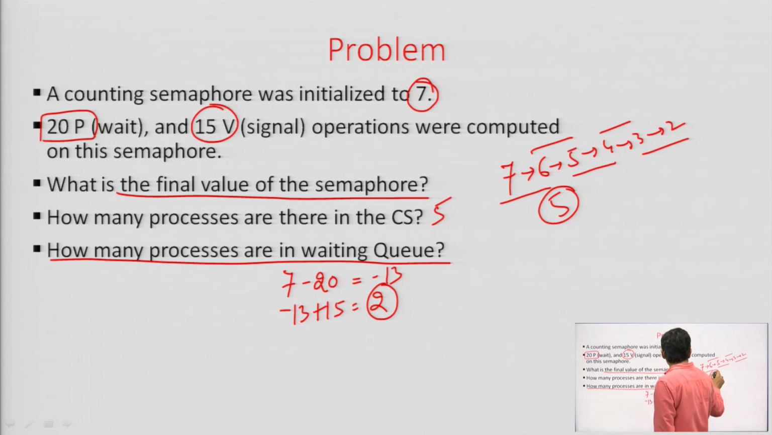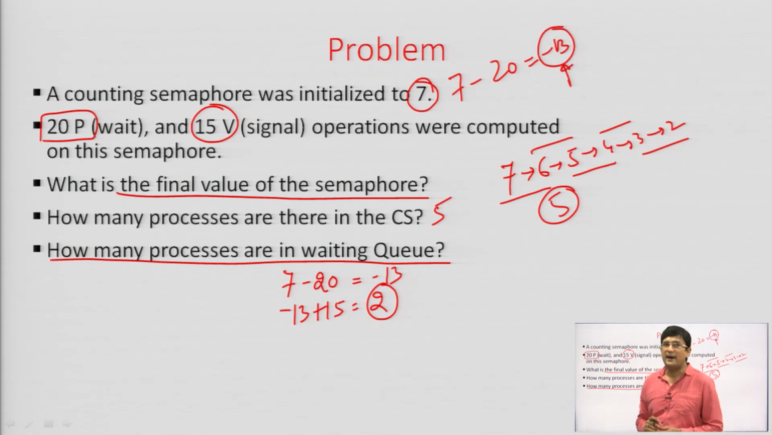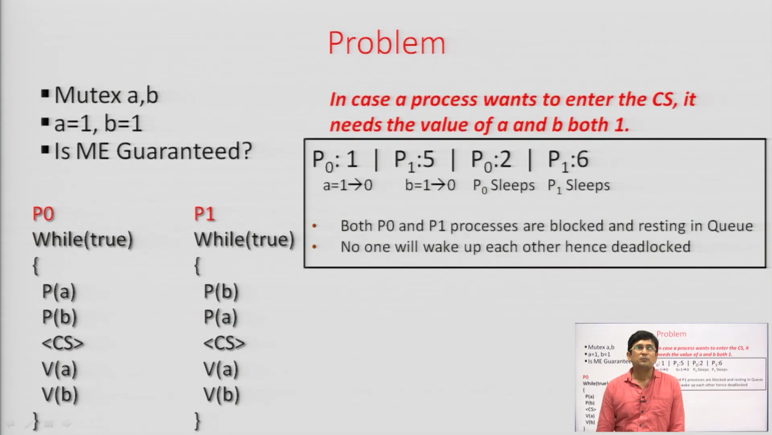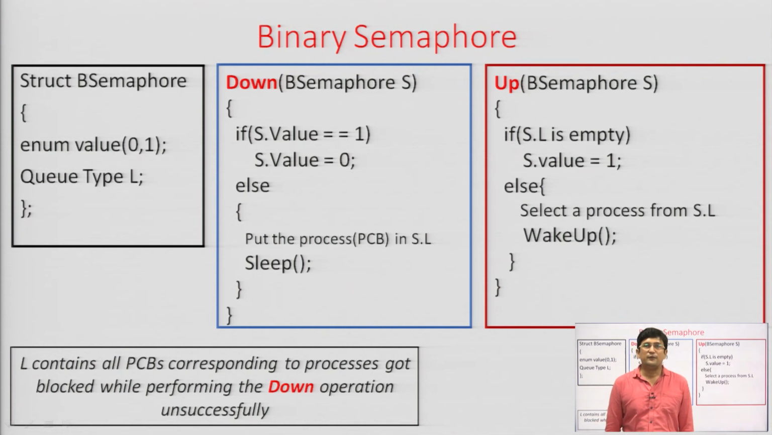It is asked how many processes are there in the waiting queue. The semaphore value is positive at the moment, so how can any process be in the waiting queue? But if we want to find out the maximum number of processes that were in the queue, that can be found by 7 minus 20, which is minus 13. So, there will be at most 13 processes in the queue at any moment. We can solve several related problems also, but now let us see the binary semaphore.